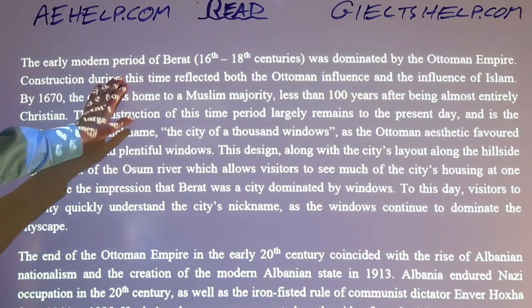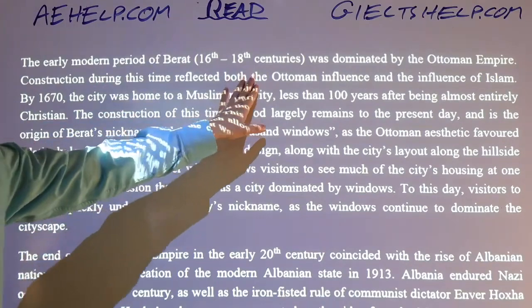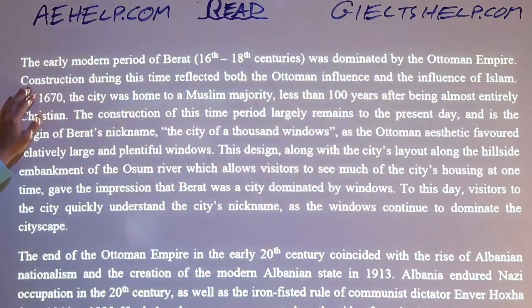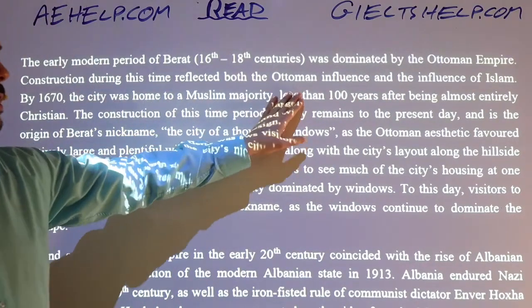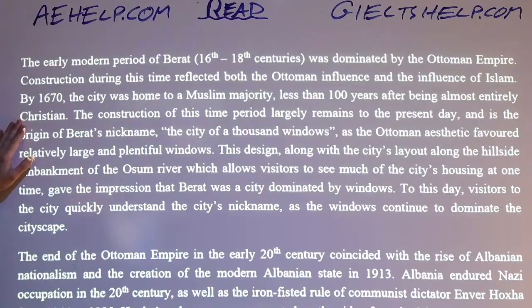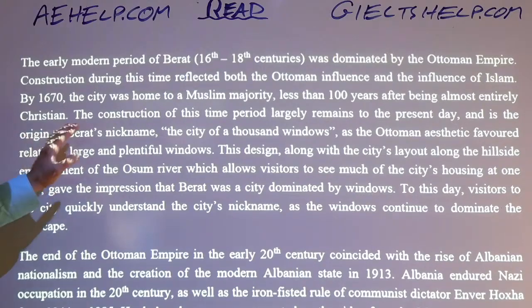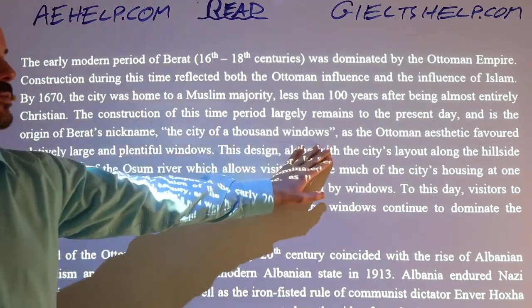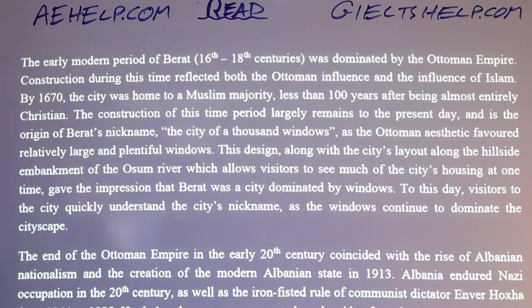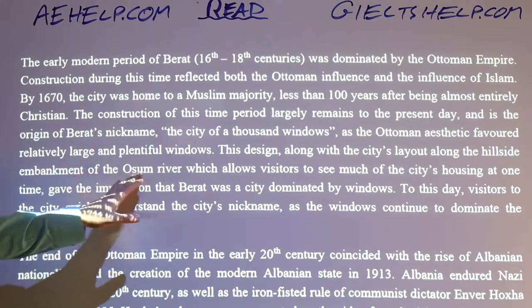The early modern period of Berat, 16th to 18th centuries, was dominated by the Ottoman Empire. Construction during this time reflected both the Ottoman influence and the influence of Islam. By 1670, the city was home to a Muslim majority, less than 100 years after being almost entirely Christian. The construction of this time period largely remains to the present day and is the origin of Berat's nickname, the City of 1,000 Windows, as the Ottoman aesthetic favored relatively large and plentiful windows.